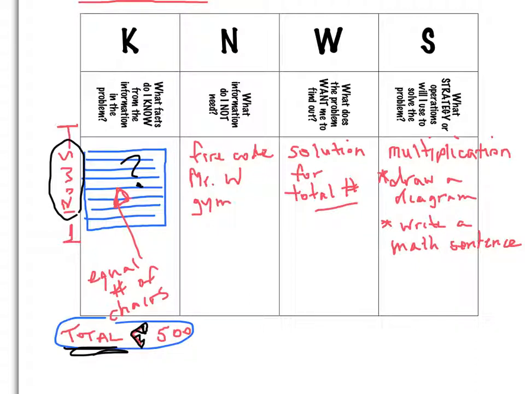All right, so what information do I not need? Well, there's probably lots of stuff. I don't need to know that it's a fire code thing. I don't need to know that Mr. Wolders is the guy doing it. I don't need to know it's in the gym. All that's kind of irrelevant. And I'm looking around on your sheets. I think you guys all got that.